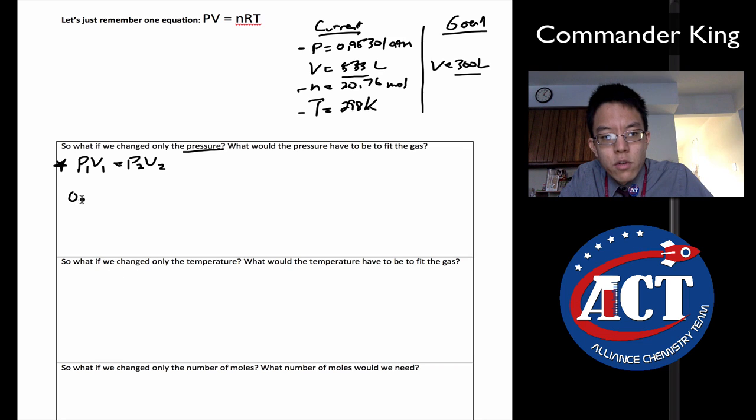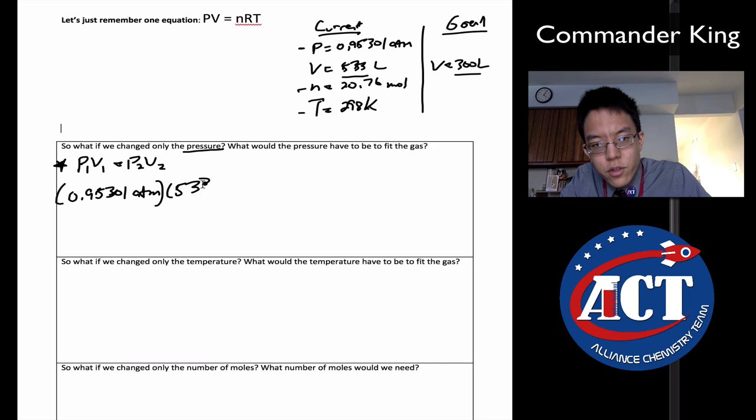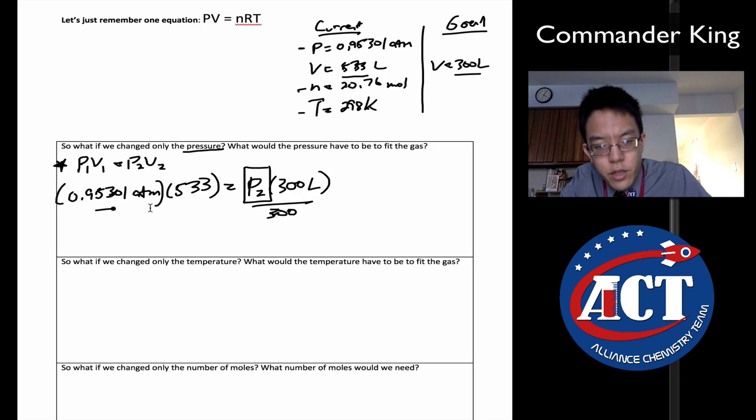So I say, okay, 0.95301 atm times the original volume, which is 533 liters, equals pressure 2, which I don't know because that's what I'm trying to figure out. I need to know how much pressure I need to add. And I'm going to multiply that by my final volume, the volume of my goal, which is 300 liters. I can solve for pressure 2. I want to get that alone, so I'm going to divide both sides by 300. And if I do that, that cancels.